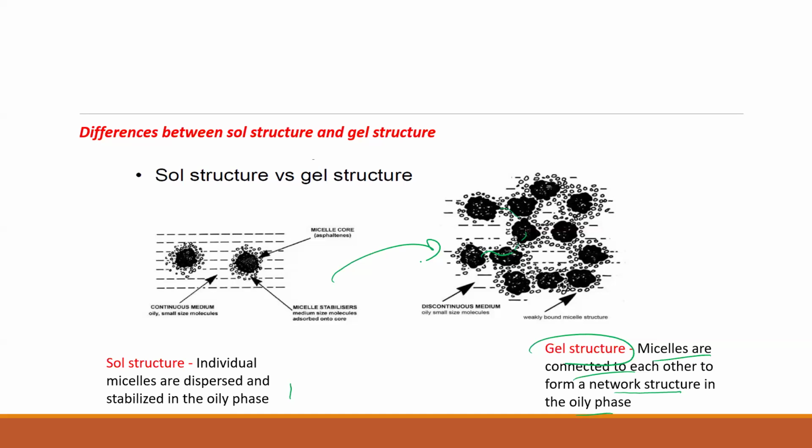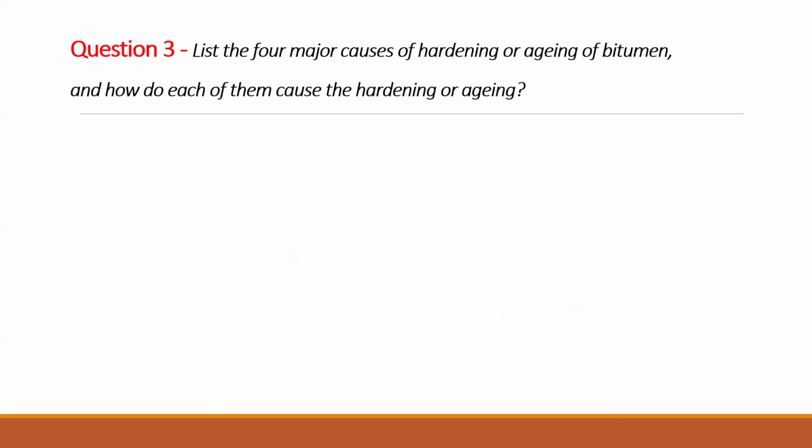Any other question? Third question, list the four major causes of hardening or aging of bitumen, and how does each of them cause the hardening or aging? So what do we mean by hardening? Hardening means getting hardened. So why is it a disadvantage? Why is hardening an issue?